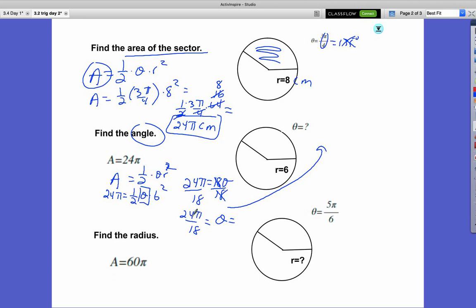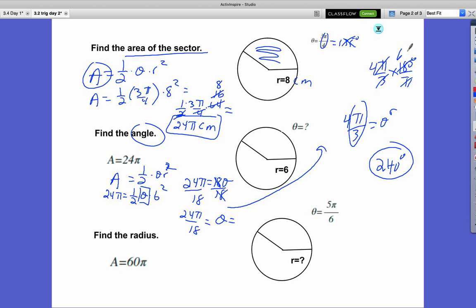Probably would want to simplify it. So I see a common factor of 6 here. So I'm going to divide the top by 6 and I get 4 pi, and divide the bottom by 6 and I get 3. So that's your angle in radians. Well, that's 60 degrees. 4 60s is 240. It's a 240 degree angle, however they want you to leave it. Okay, so again, if you want to convert into radians, it's 4 pi over 3 times 180, 240. Okay, so we got one left.